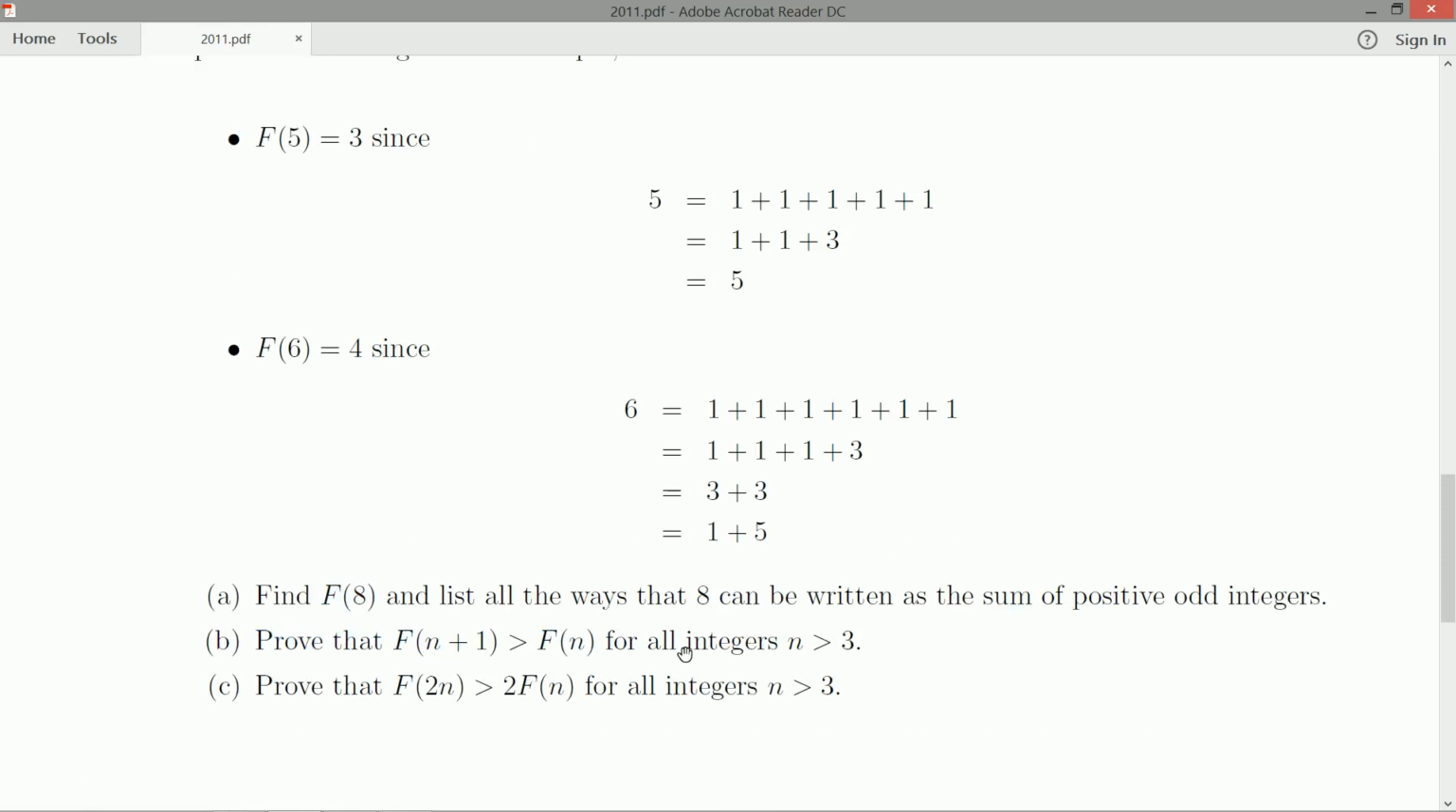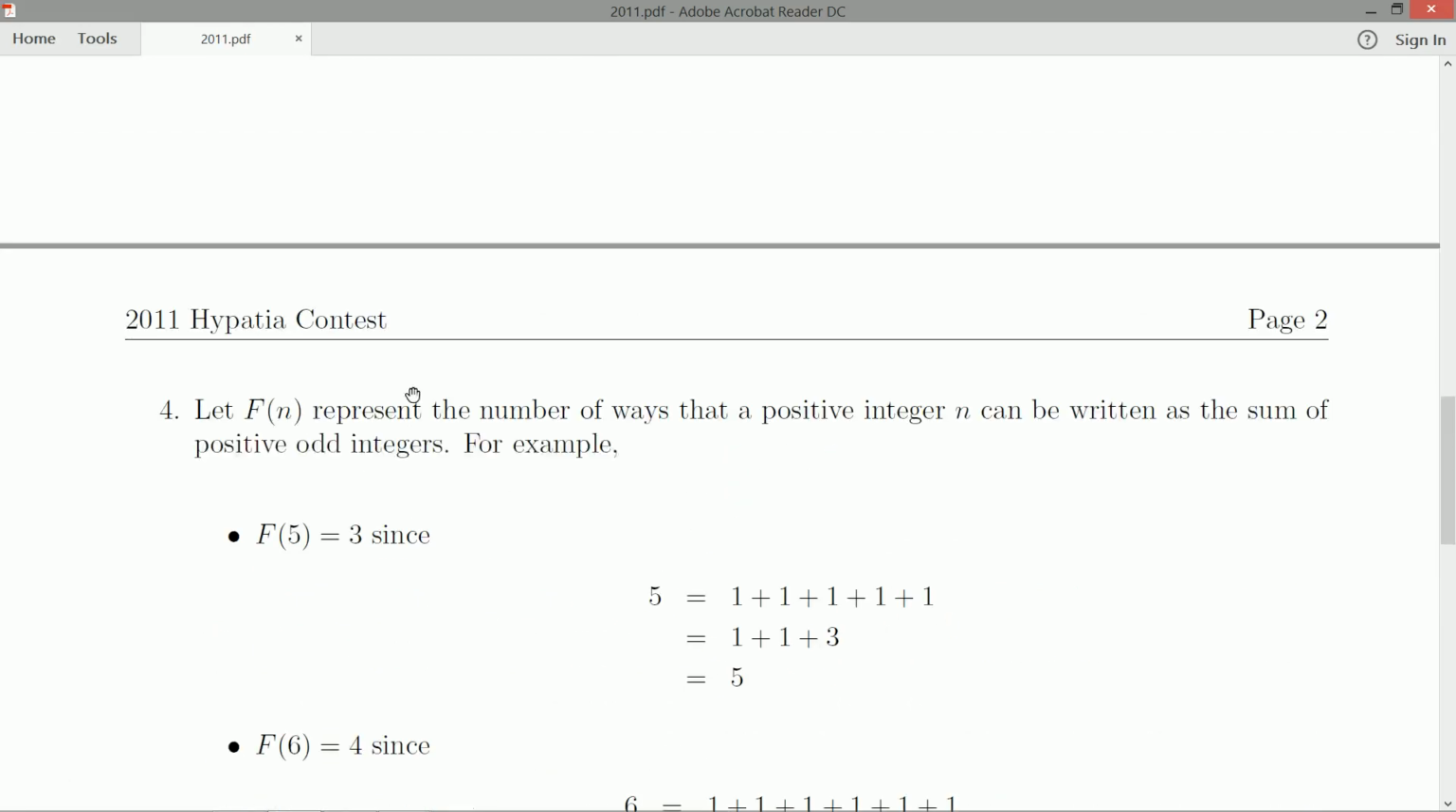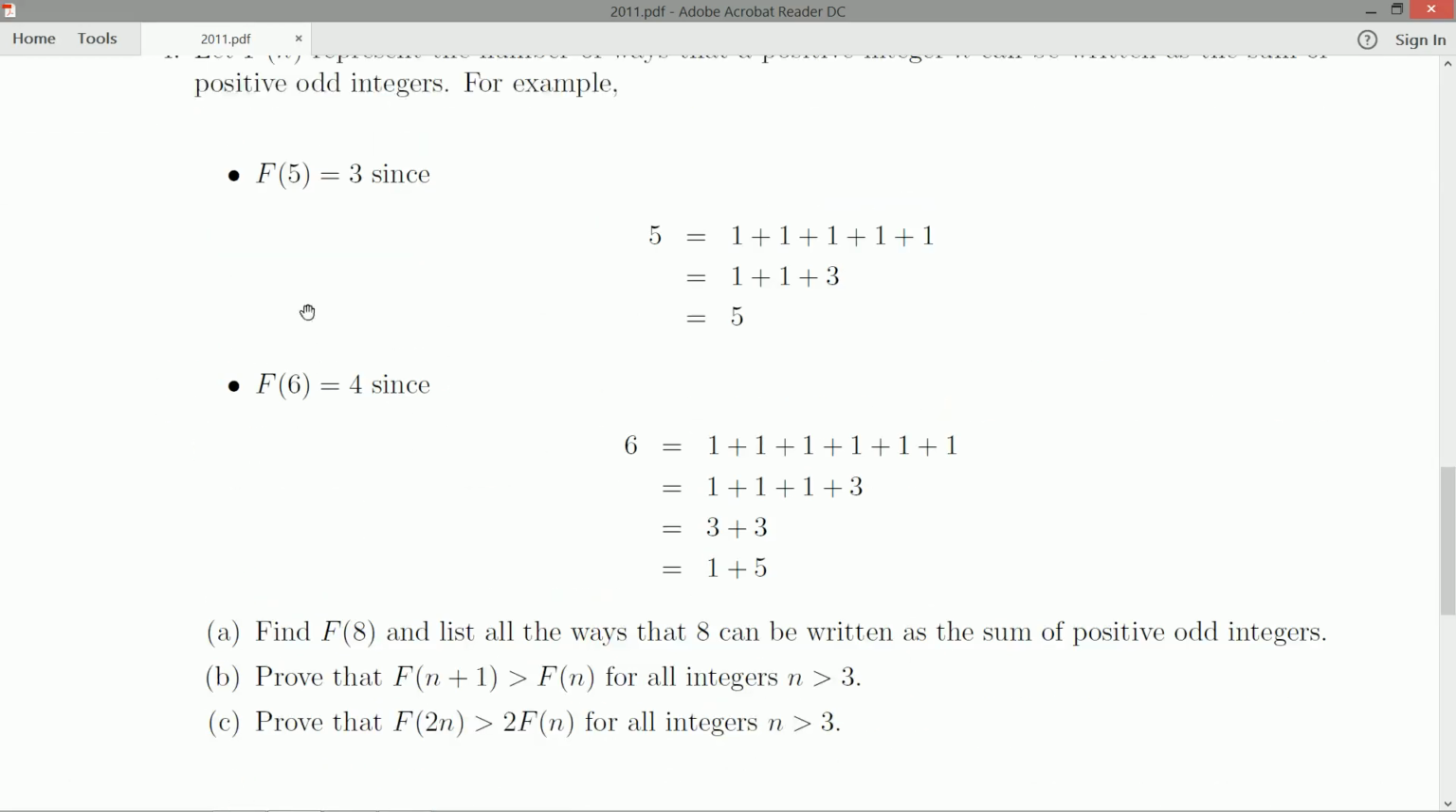Show that the function's always increasing. So f of n plus 1 is always greater than f of n for all n greater than 3. I'm guessing maybe that breaks down for 1, 2, and 3. I mean, clearly it's true for f of 5 and f of 6. And if that's the case, f of 7 would have to be at least 5, and f of 8 is going to have to be at least 6, so that helps us a bit.